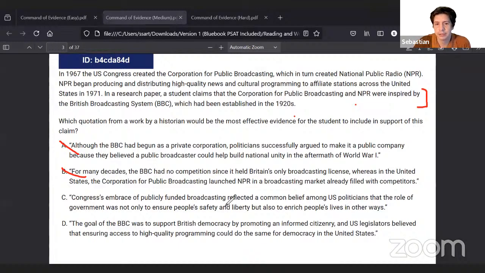And then we have C, Congress's embrace of publicly funded broadcasting reflected a common belief. Okay, but that has nothing to do with the BBC, so that doesn't help. But D is the best one, right? Because it tells us how the goal of the BBC was to make for an informed citizenry and how the US believed that they could do the same thing, right? So they see it in the UK and think, oh, we can do that. So they're taking that idea from them, which is the student's claim.